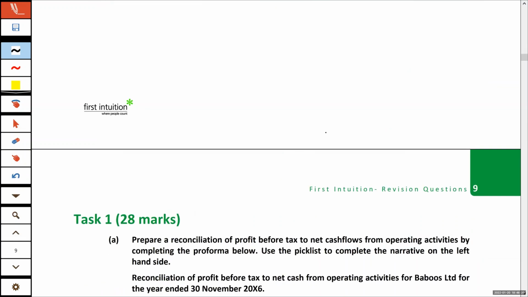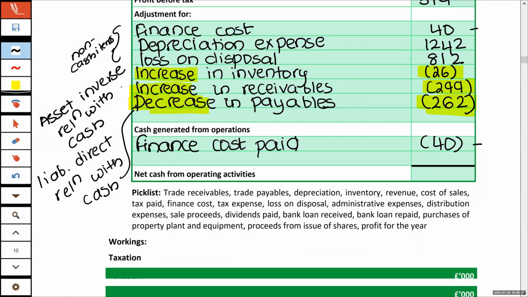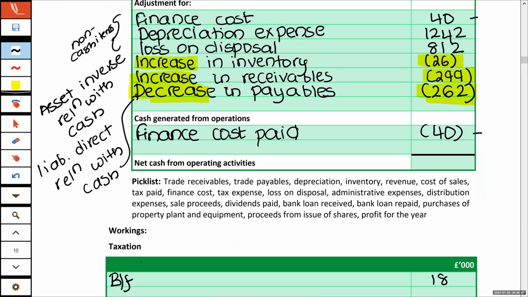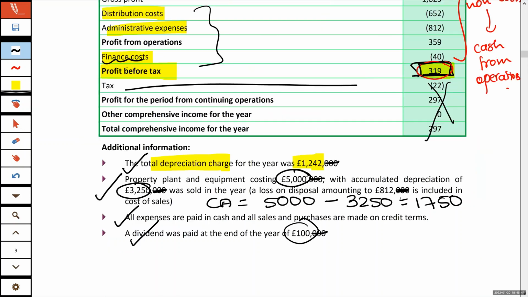Any questions from anyone so far? Okay. Well, the only thing left is to finish this off. I notice I've not finished off my taxation working. What goes in my taxation working? I've got a brought forward and a carry forward. I know there was a tax expense of 22, so I'll put that in.